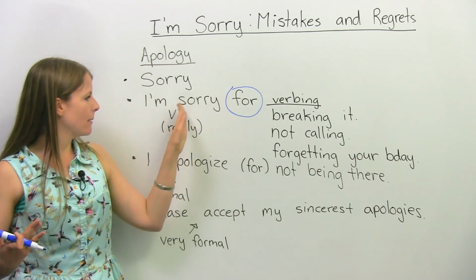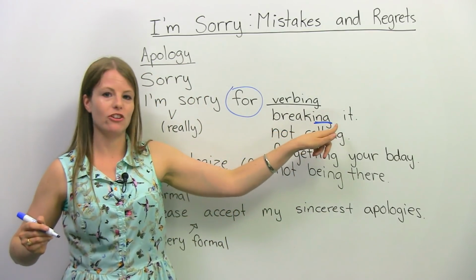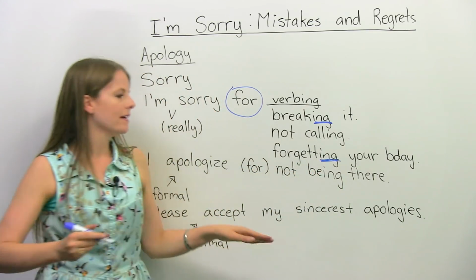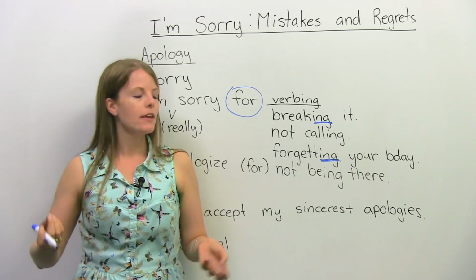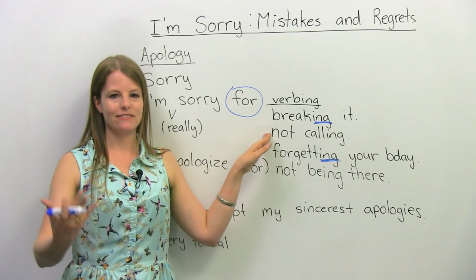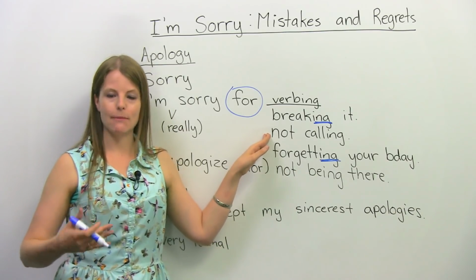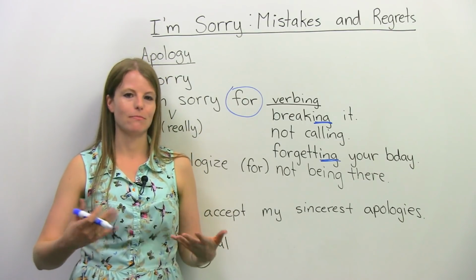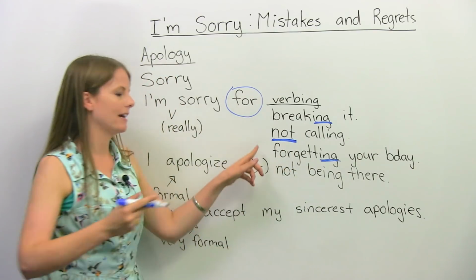Okay? So I'm sorry for breaking. So you'll notice break and then ing. I'm sorry for forgetting. You'll notice ing. And if we want to say something that we didn't do that we're sorry for, we just add the word not. I'm sorry for not calling. I'm sorry for not answering the phone. I'm sorry for not telling you about my problem. Okay, so if we want to talk about something we didn't do that we're sorry for, we use the word not.